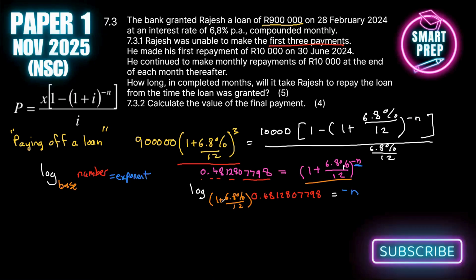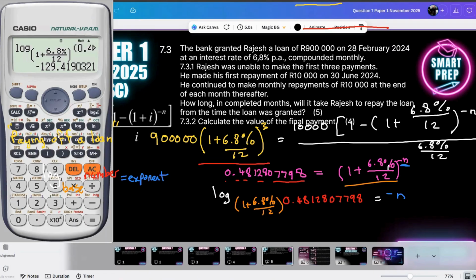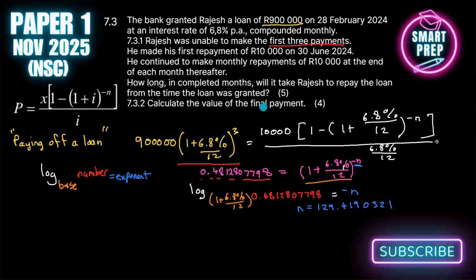Okay, so we plug this into our calculator, negative 129, which means that n is equal to 129.4190321. Okay, now we're always going to round up, remember, because even though this is less than 5, so it's 0.4, we're always told to round down when we're young. But now we don't, because if you need to pay off this whole loan, the bank wants all of the money. So it's 130. They always want all the money.